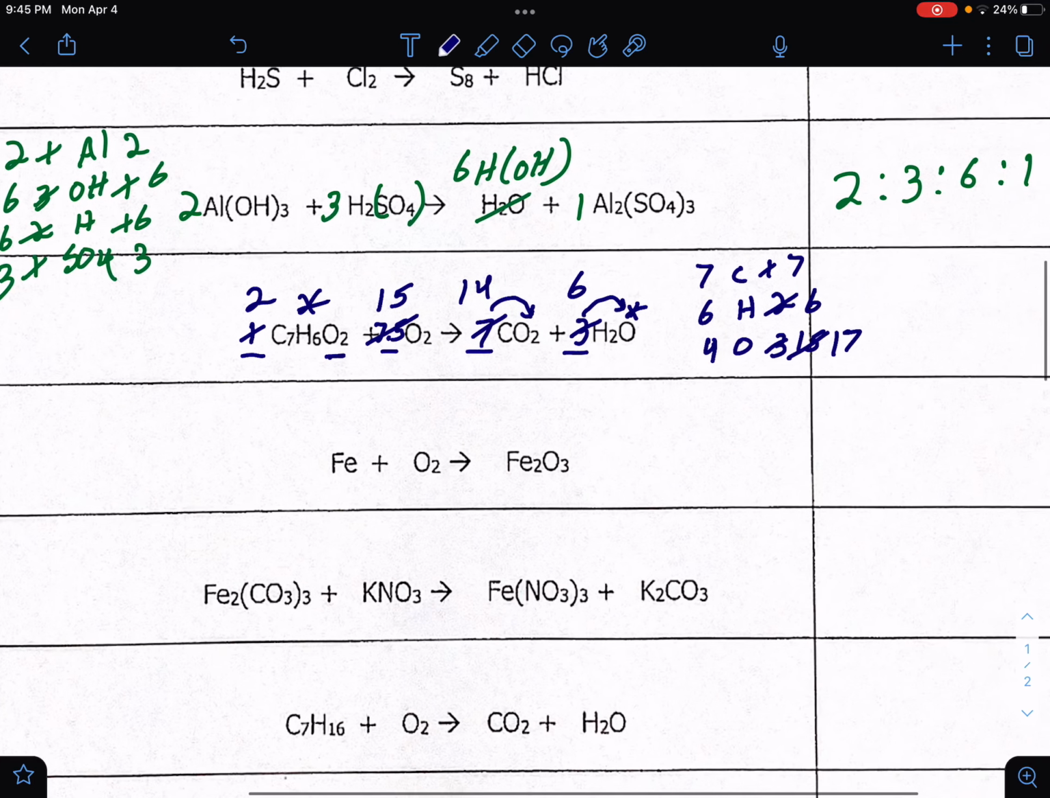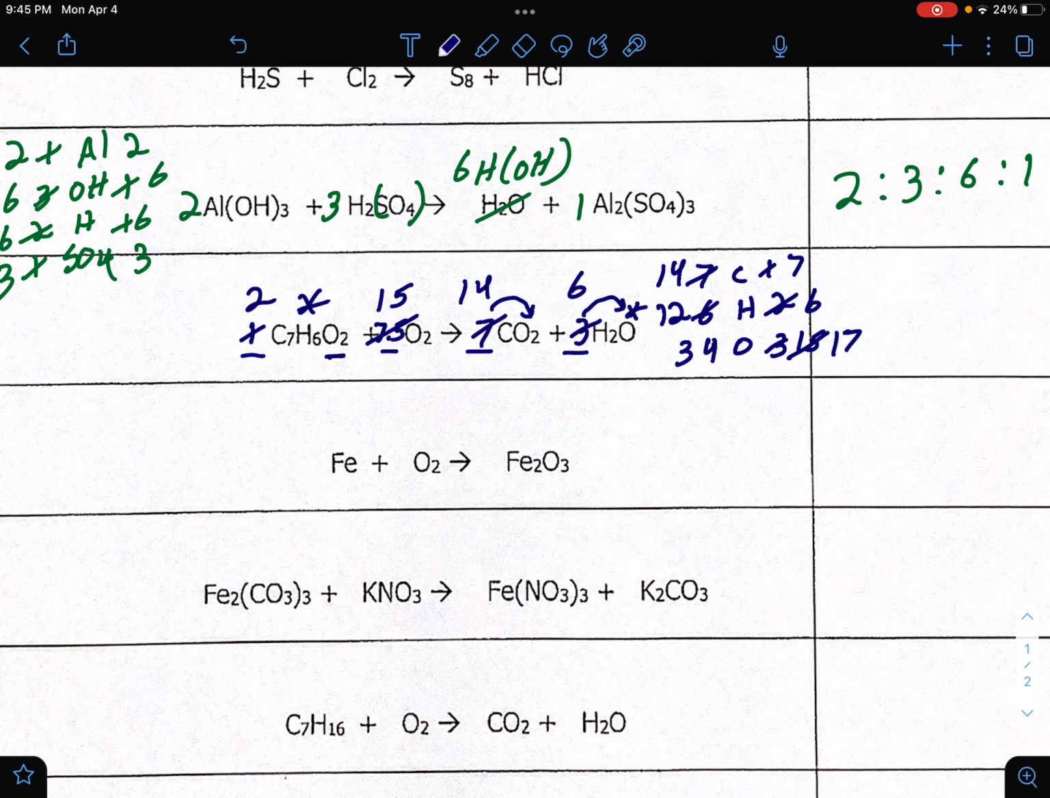Okay, so let's make sure we're good. So 2 times 7 gives me 14 carbons on the left. I'm still working on the left, so 2 times 6 gives me 12 hydrogens. And then let's count all of our oxygens. 2 times 2 is 4, plus 15 times 2 is 30, so this would actually be a 34 now.